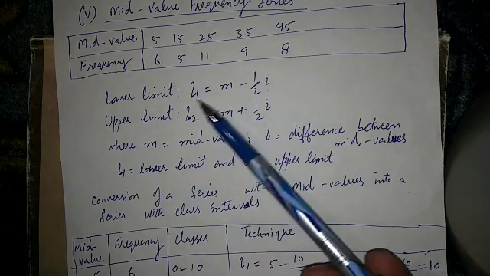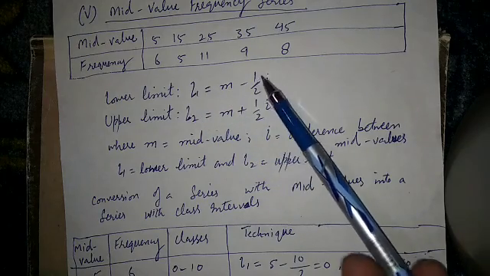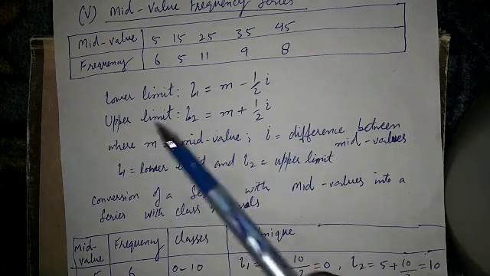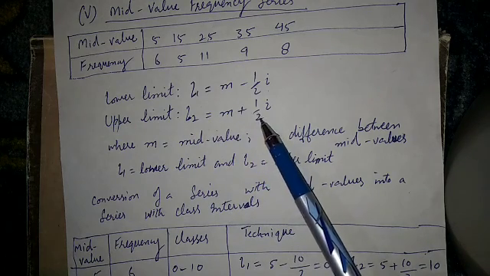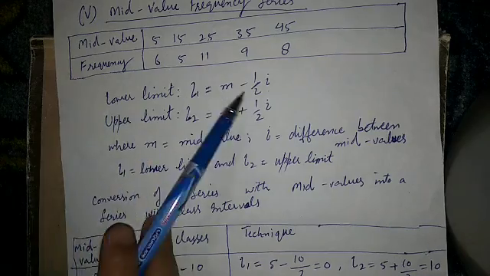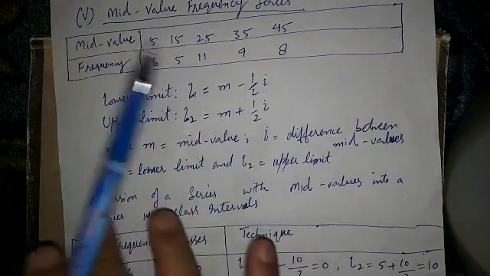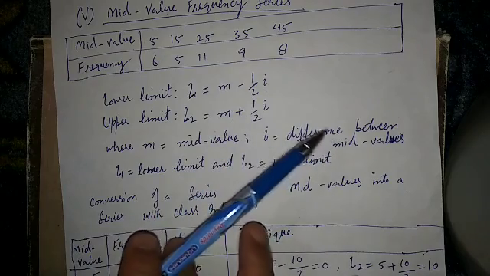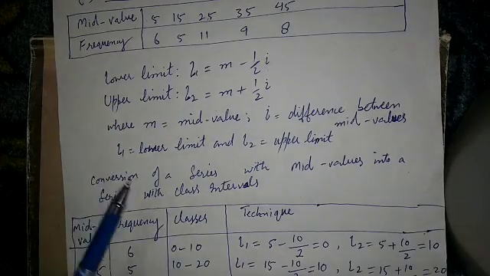Thus lower limit L1 is equal to m minus half of I, and upper limit L2 is equal to m plus half of I, where m is the mid value, I is the difference between mid values, L1 is the lower limit and L2 is the upper limit.